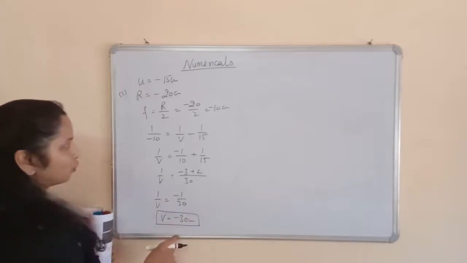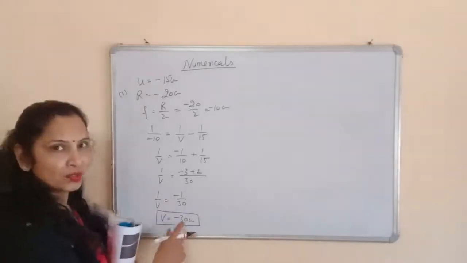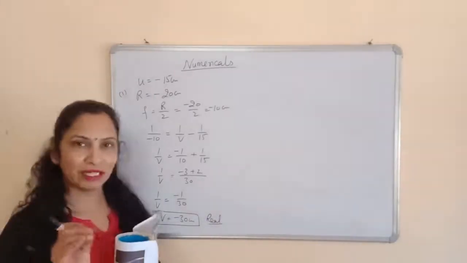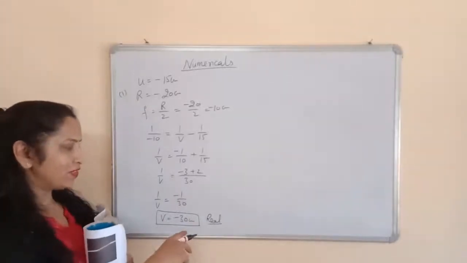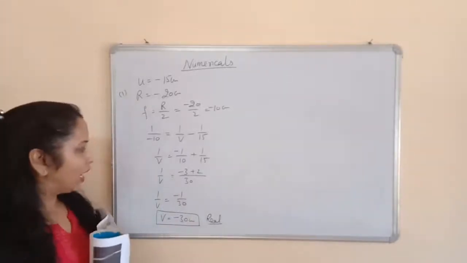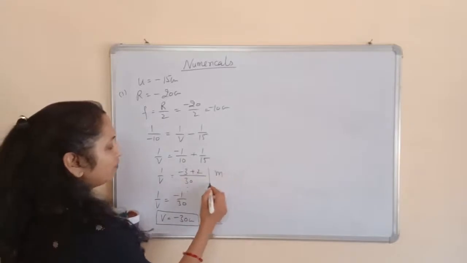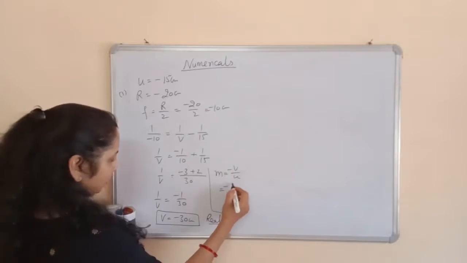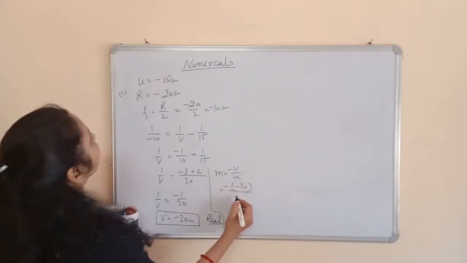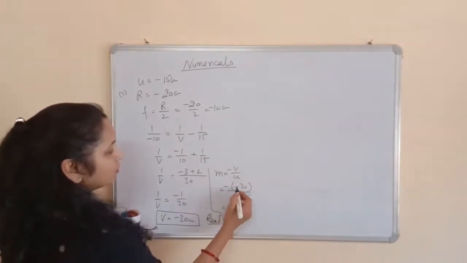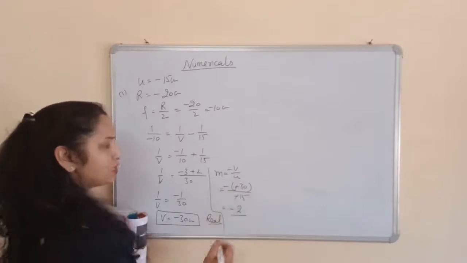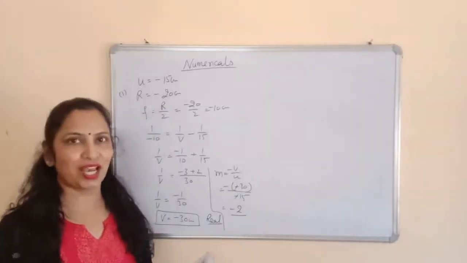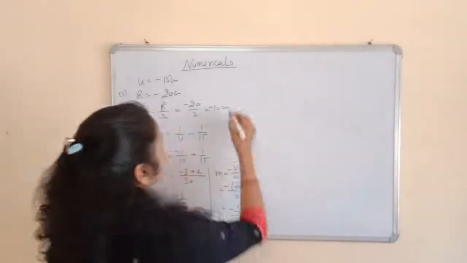So the minus sign shows that the image is real. I explained to you that every sign has some meaning. V is negative, it means it is a real image. And if you want to find the magnification, in the first case magnification is equal to minus V upon U. So you can put the values here, minus V upon, what is U? Minus 15. So the answer will be minus 2. This is magnification. You know magnification has no unit, because magnification is a ratio and a ratio doesn't have any unit. So now the second case.